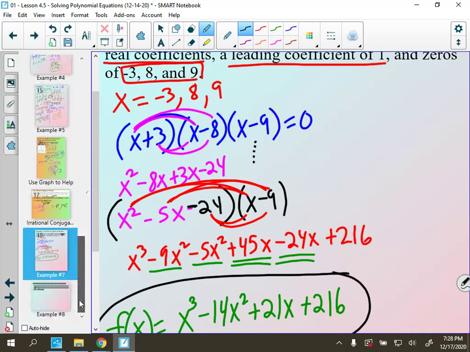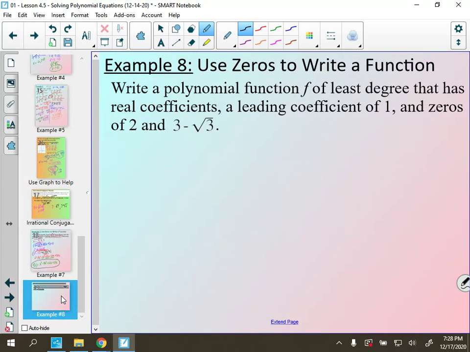Last one. Okay, same setup, like we're being asked to do the same thing, but this is going to make things not so nice. So now we have to come back to the irrational conjugate theorem. The first thing, as I'm reading through it: write a polynomial function f, least degree, real coefficients, and so on. That's all going to happen. What are my zeros? X equals 2. I'm going to just rewrite them out here so I don't screw this up. So it's telling me my zeros are 2.